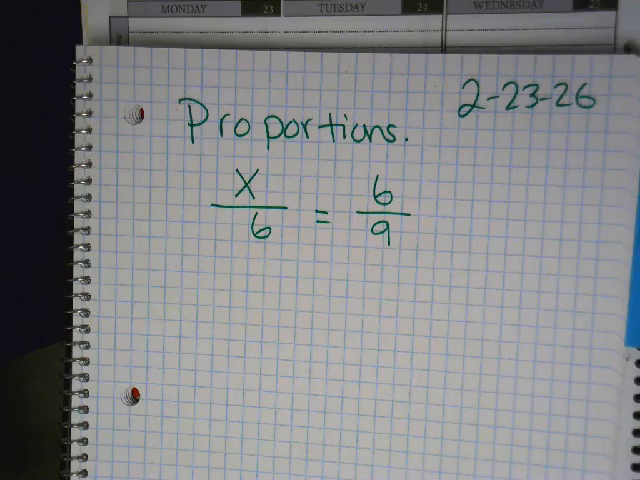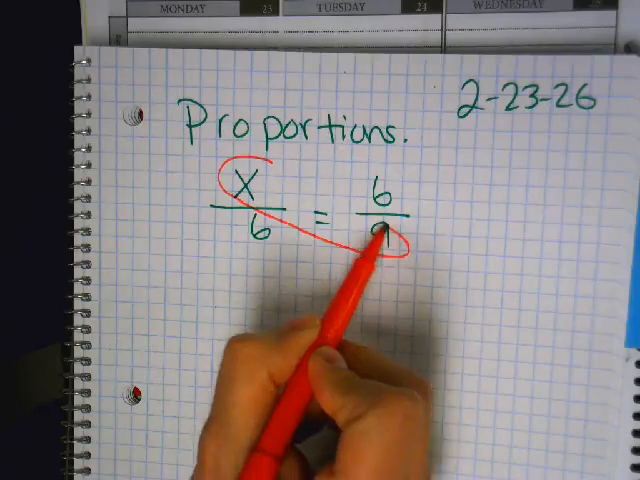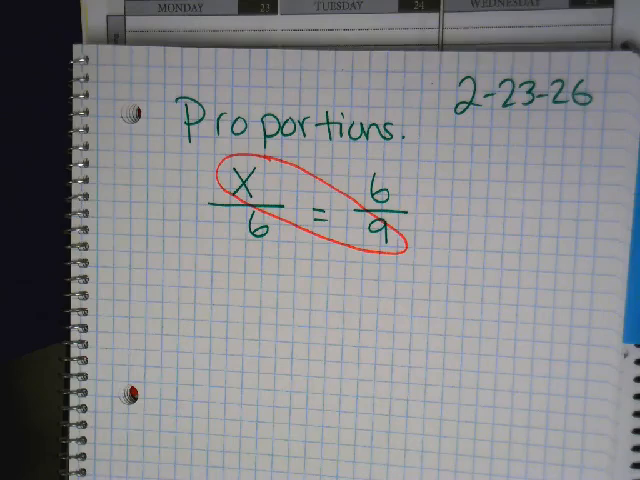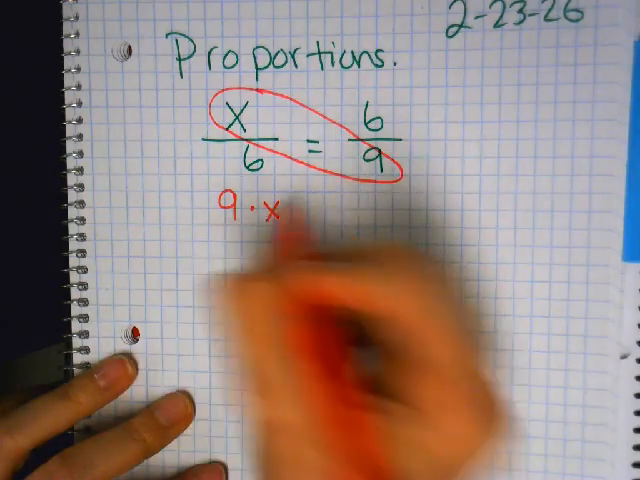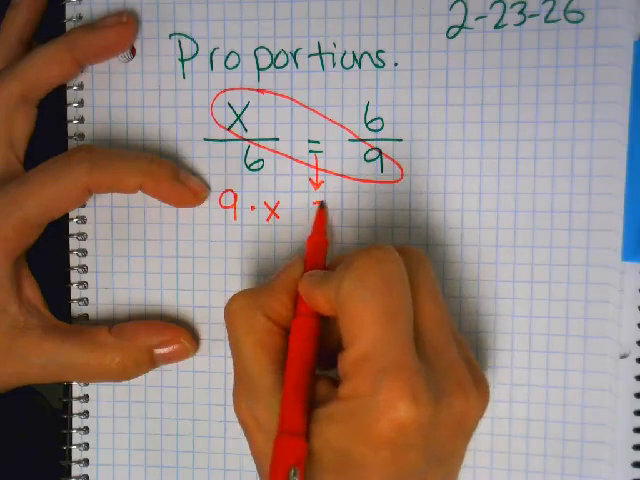So here's how it might remind you. You have to use the butterfly method. Just like that. It's called the butterfly method because it's going to look like a butterfly. You circle diagonally, and whatever you circle, you multiply. So what did I circle? I circled x and 9, so 9 times x. Then I bring down the equal sign.